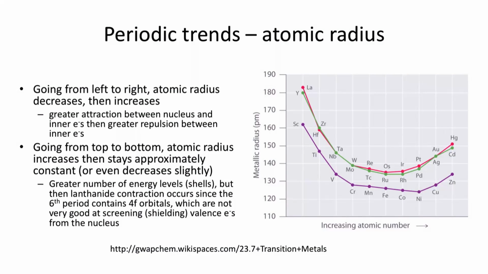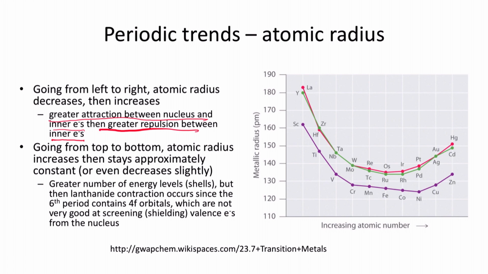And I mentioned earlier that for the transition metals, it stays relatively constant. Well, that's not exactly 100% true. There is this interesting effect that happens for the transition metals, and it's called the Lanthanide contraction. As you go from left to right, the atomic radius does decrease, but then it starts to increase again. The explanation for this is that there's a greater attraction between the nucleus and the inner electrons compared to the repulsion between the inner electrons.